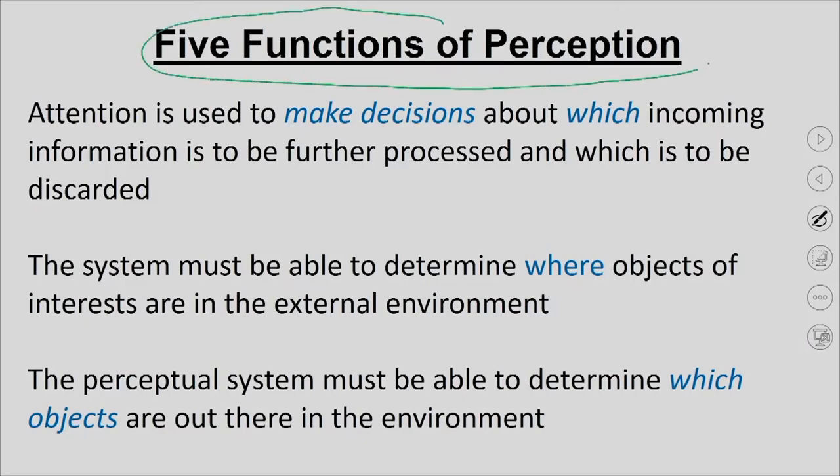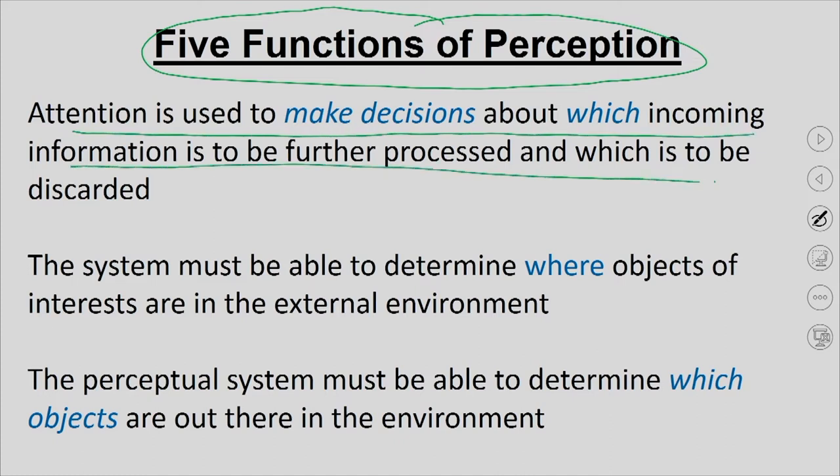There are five functions of perception. For any perception to go through, we have five things. So, perception requires five steps, or it is a five step model. The first step, the first event in a perceptual event, is called attention. Attention is used to make decisions about which incoming information is to be further processed and which is not. At any point of time, your eye is receiving a lot of information from the world. Depending on your attentional span, we decide what information to look at and what not to look at. If we try encoding all the information from the sensory system, it will not make meaning.